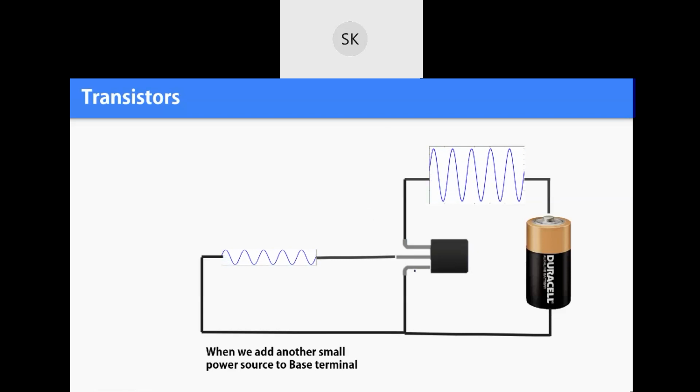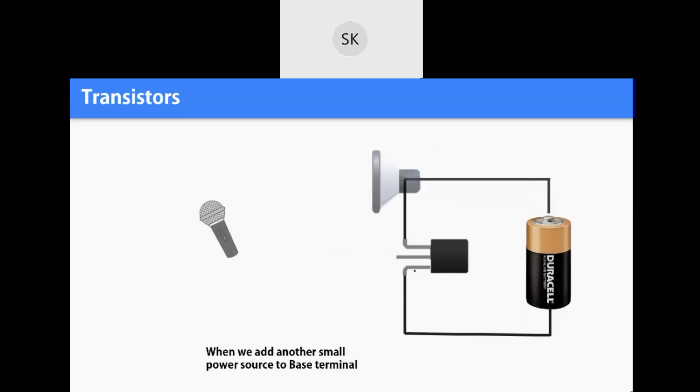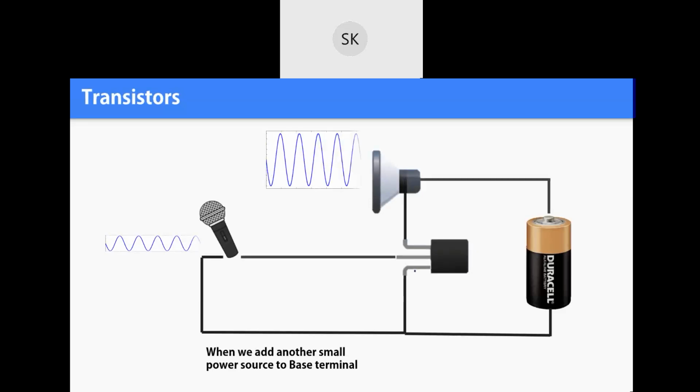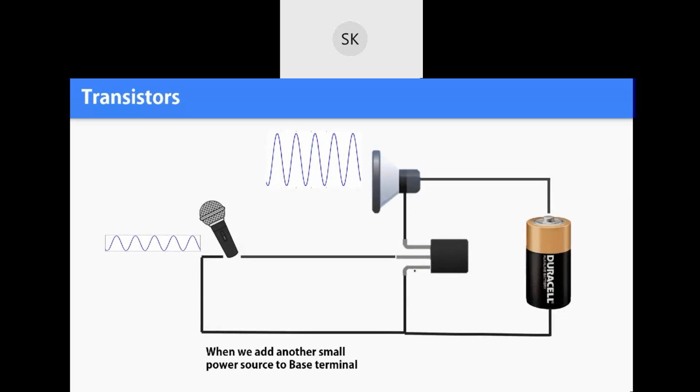And the easiest application we can make for amplification is a microphone, right? Because a microphone usually gives us low voltage signal values, and those signals will be amplified by speakers, right? So it is a very basic application of a transistor amplifier, like audio amplification, right?